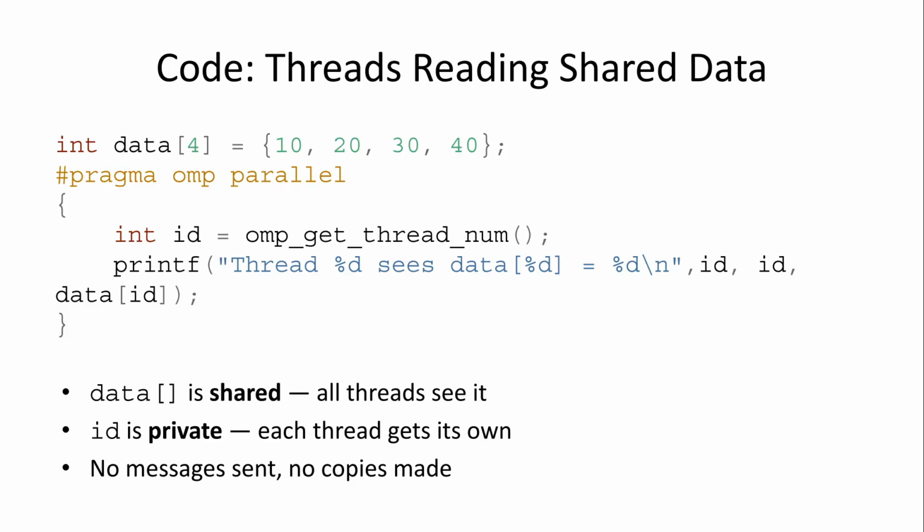In this case, data is a shared variable. It's an array, but it's a shared array, so all the threads can access each one of these values, whether it's 10, 20, 30, 40. Whereas because we declared id inside this particular block, id is private, and each thread gets its own id, provided by the OpenMP runtime. It's a unique identification for each and every thread. As you can see, we are not sending and receiving any messages here, and we are not making multiple copies of the same array for each thread.